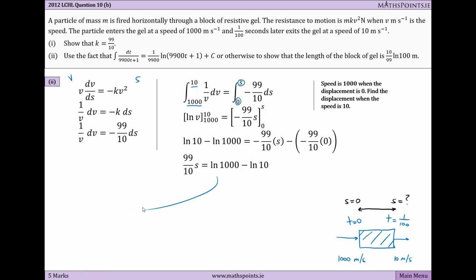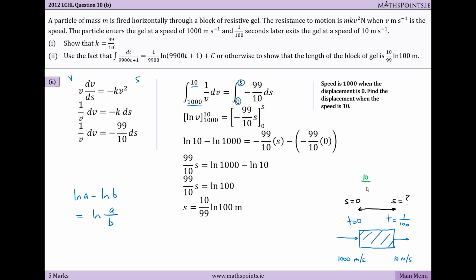The rule of logs tells us that the log of a minus the log of b is equal to the log of a over b. So 99 over 10 s is equal to the log of 1000 minus the log of 10, which is the log of 100. I'm going to divide both sides by 99 over 10 to give me s is equal to 10 over 99 the natural log of 100.